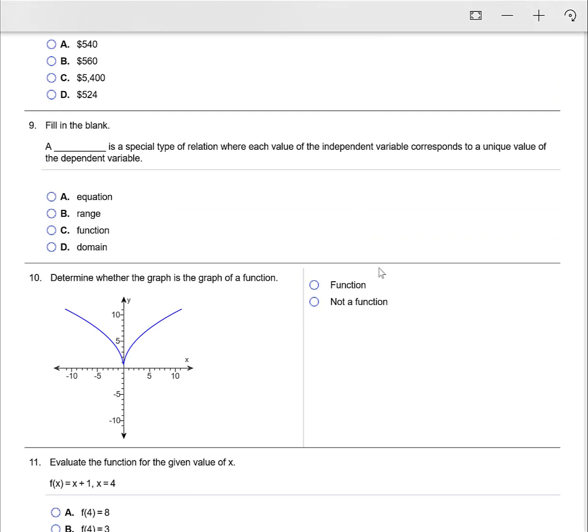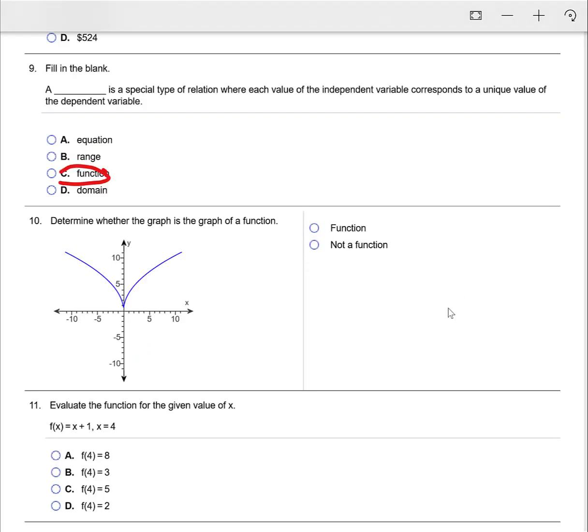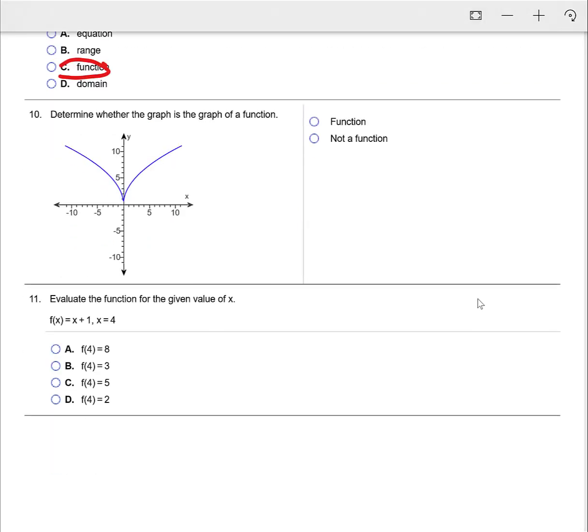A function is a special type of relation where each value of the independent variable corresponds to a unique value of the dependent variable, and that's what we know as a function. Determine if the graph is a graph of a function. Remember the vertical line test.